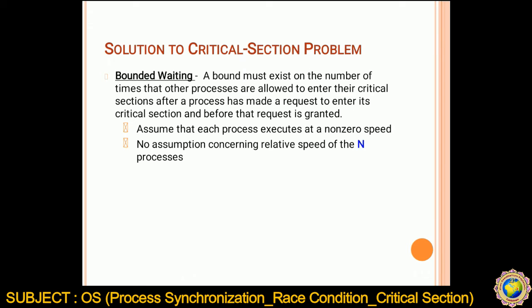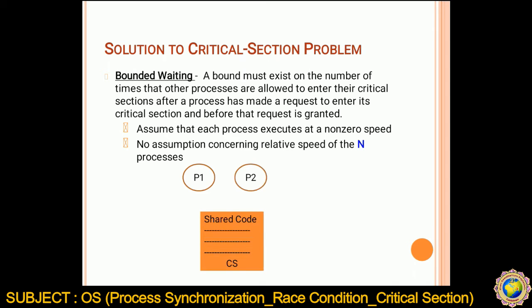Next, we have seen mutual exclusion and progress. These are the primary solutions, and this is the secondary solution of the critical section problem: a bound must exist on the number of times that other processes are allowed to enter the critical section. Let's see, we have already given the example. P1 and P2 processes are there, and if P1 has entered the critical section, P2 has to wait until P1 releases the critical section.